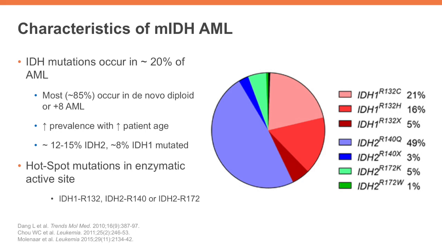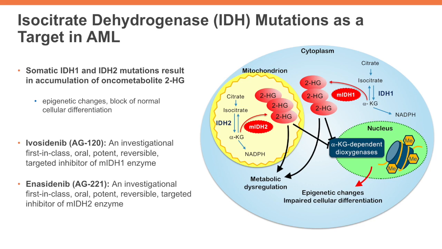IDH mutations occur in about 20% of patients with AML. They occur most frequently in patients with diploid or otherwise intermediate AML, and the older you are, the more likely you are to have an IDH mutation. About 12 to 15% of patients will have an IDH2 mutation, and about 8% of patients will have an IDH1 mutation. What's interesting about IDH mutations is that they lead to the accumulation of an oncometabolite called 2-HG. And this 2-HG essentially poisons the cells and leads to epigenetic changes and a block of normal cellular differentiation as part of the leukemia process.